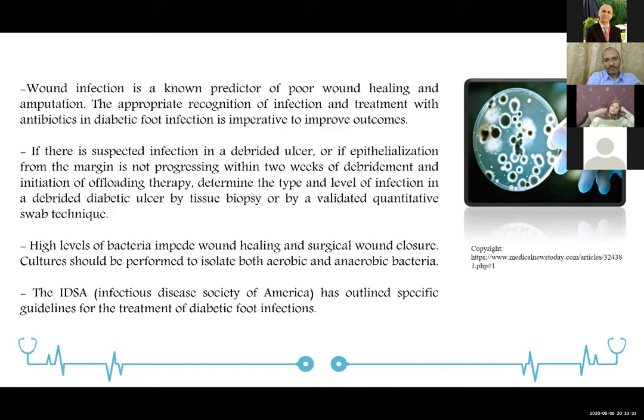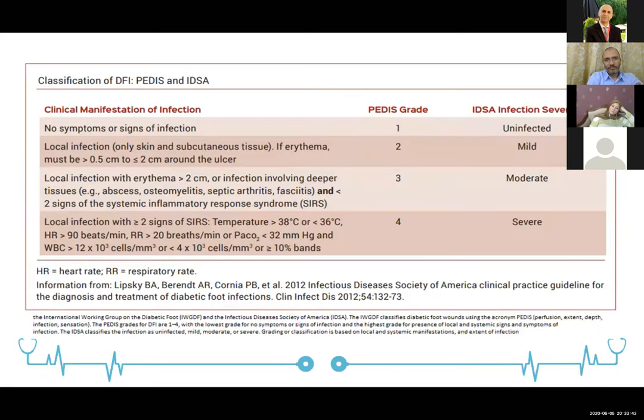The Infectious Diseases Society of America has outlined specific guidelines for the treatment of diabetic foot infection. This is the PEDIS classification by the Infectious Diseases Society of America. It depends on severity: the P from perfusion or ischemia, the extent, the depth, the infection, and sensation. So we will come back again to shallow ulcers and deep ulcers with infection, and deep ulcers with systemic inflammatory response syndrome, and this is the severe type. So we have uninfected, mild, moderate, and severe.